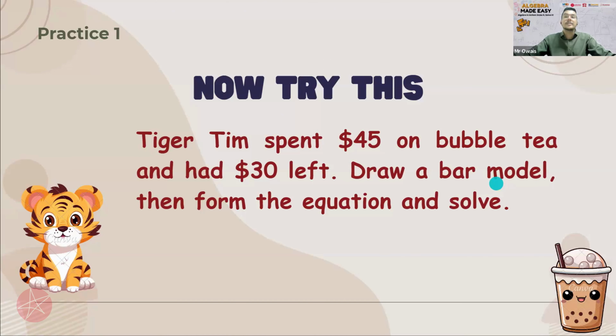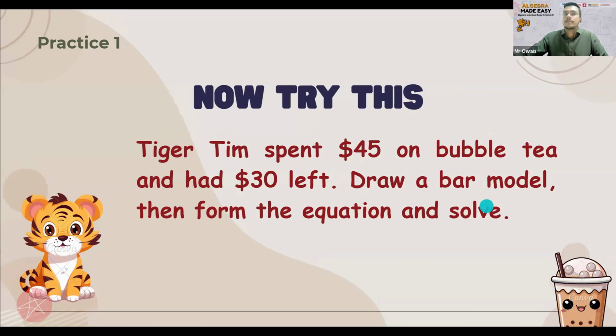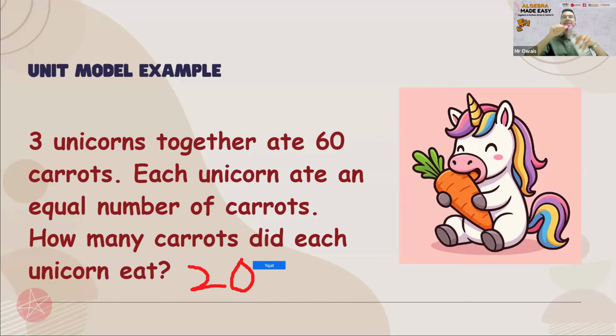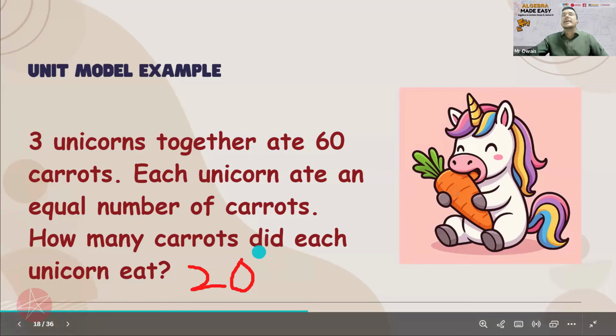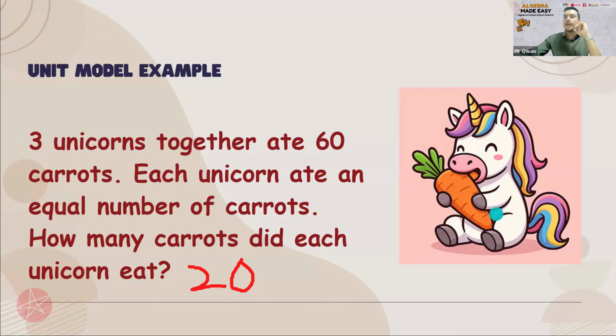So I'm going to actually take this question over to my whiteboard and we're going to draw a bar model together. Okay? All right, let me copy down the question here. There we go. Yes, it should be 20. So once again, because the keyword here is that each unicorn had an equal number, so we're going to divide, right? Like I said in the beginning, division is always equal in mathematics, okay? So let me share with you guys the solution here.